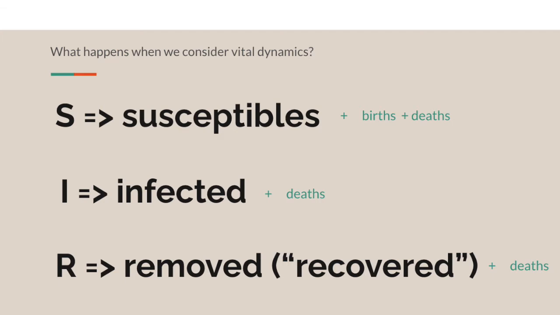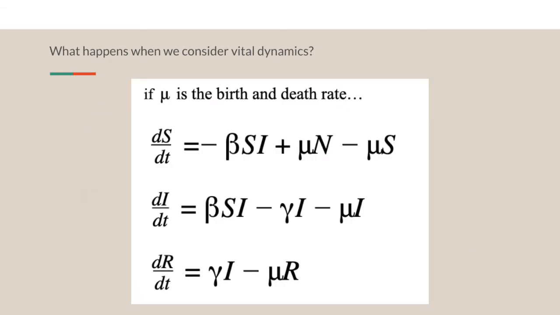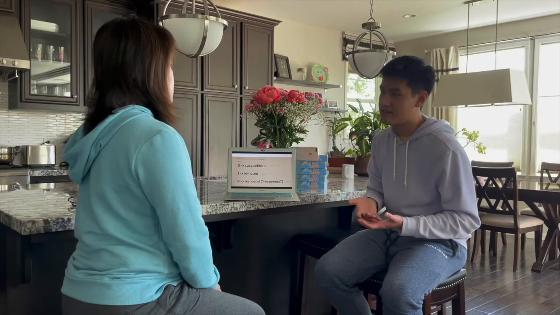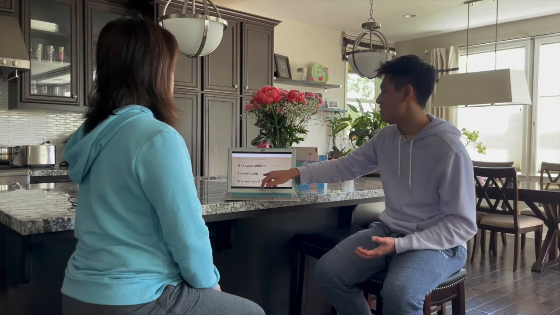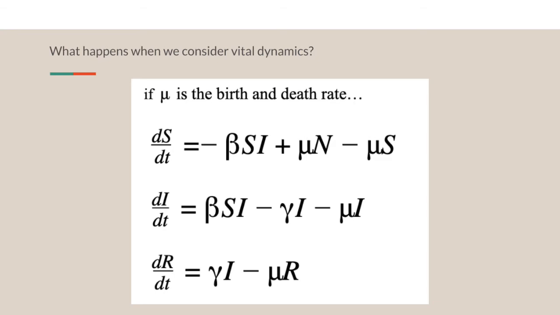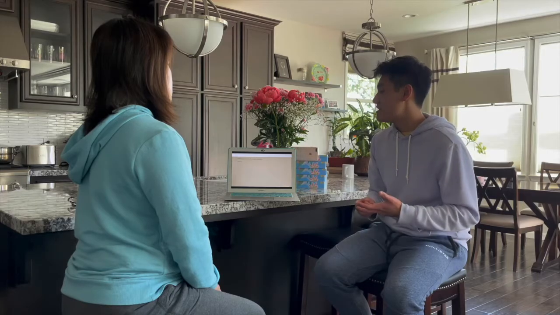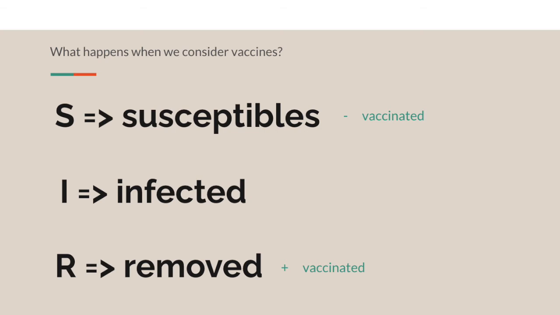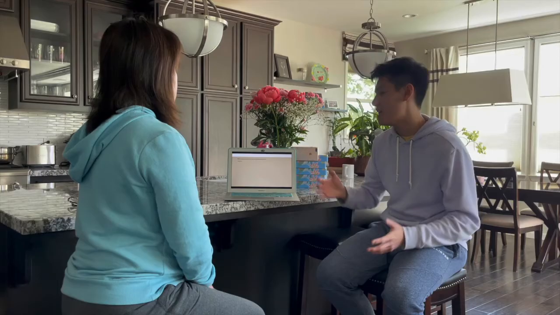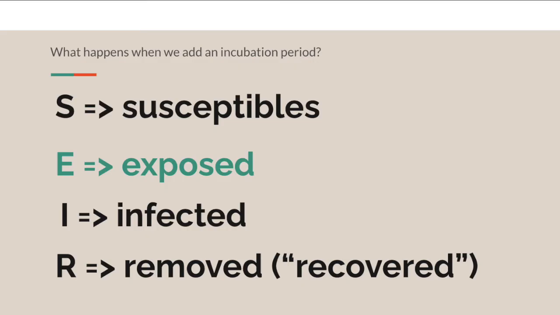Vital dynamics is a very fancy term for just if we consider births and deaths. Births go into the top one. Meanwhile, deaths, it says plus here, but the death value will be negative, like you said. And that's going to be involved in all of them because, if you're susceptible, infected, or removed, you can die. What if we consider vaccines? We're literally just going to be adding some constant value. The last one we're going to talk about is adding incubation period. We add a fourth category. It goes between S and I.